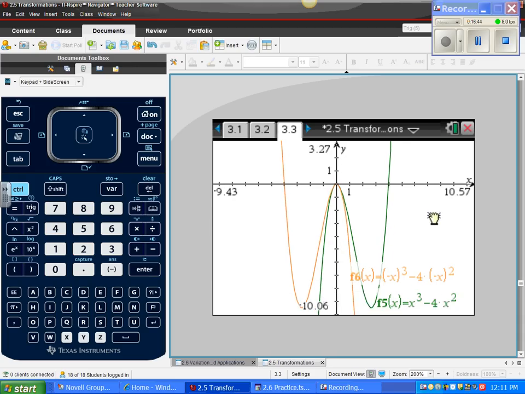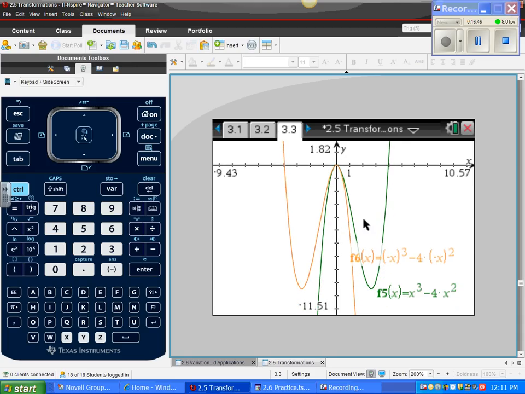So what has happened here, and I'll move it up so it's easier to see, is this green looks like very well it was reflected over the y-axis. Here's my y-axis. Notice this has the same point. The yellow line and the green line share this point, 0, 0. Okay, and notice that's on the y-axis. So this is indeed a reflection over the y-axis.